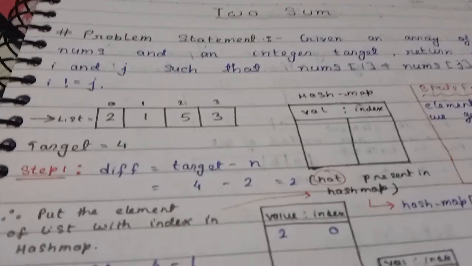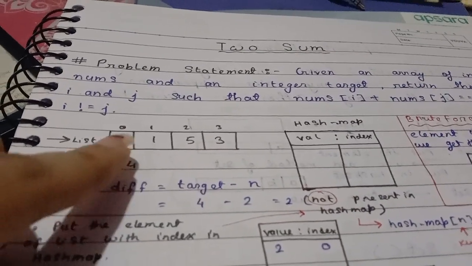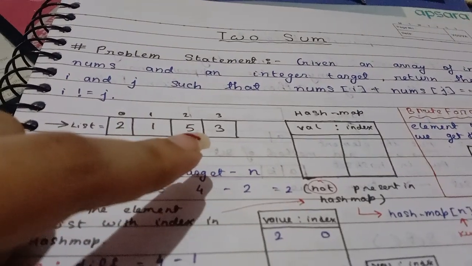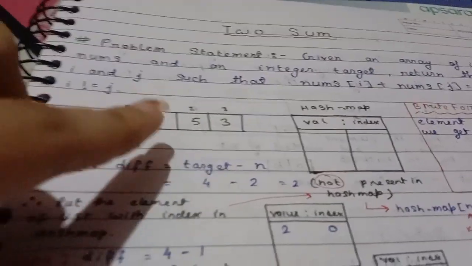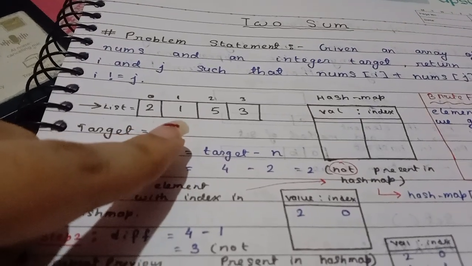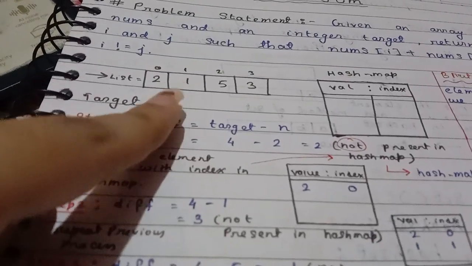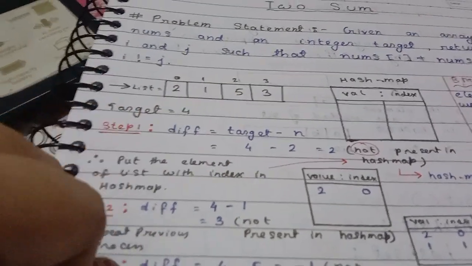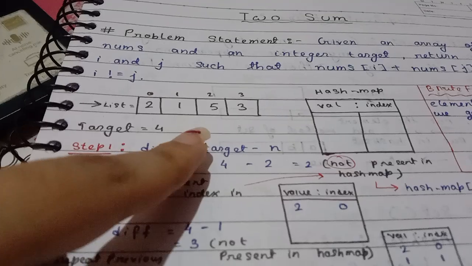In the solution, suppose we initially have this list, and in this list we have to find those elements where by adding them we get the target. Here in our question the target is 4, and for the two elements that add up to it, we have to return their indices in a list, not just numbers but in a list format. So how can we do that?